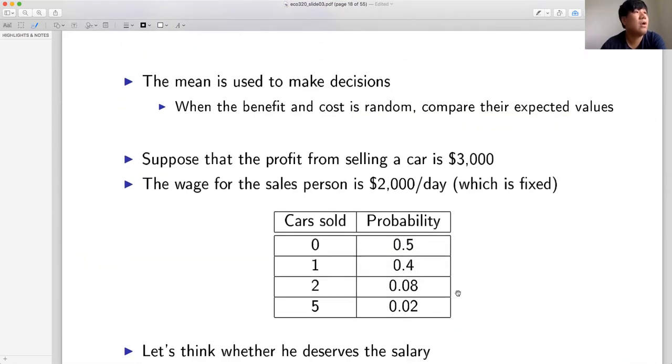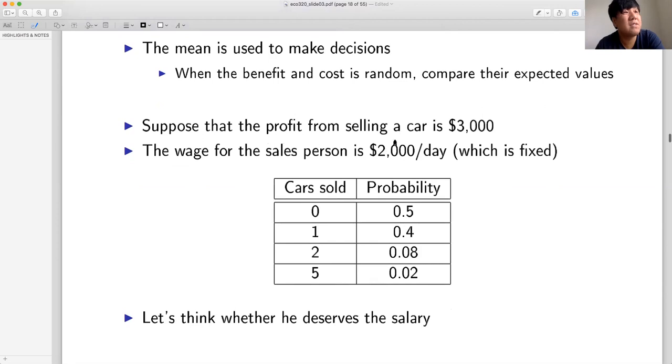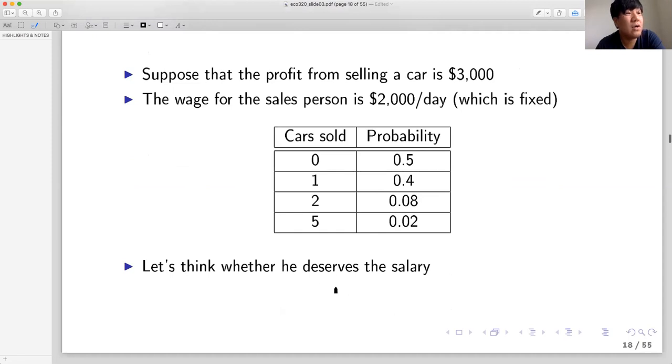Okay, next thing is, we want to use some average to make some decisions. From economics courses, when the benefit is higher than cost, we want to keep doing what we are doing, but if cost is higher than the benefit, we don't want to do that, right? So suppose the profit from selling a car is 3,000. The wage for the salesperson is 2,000 bucks per day. Oh, it's very expensive. Yeah, but let's think about whether he deserves the salary.